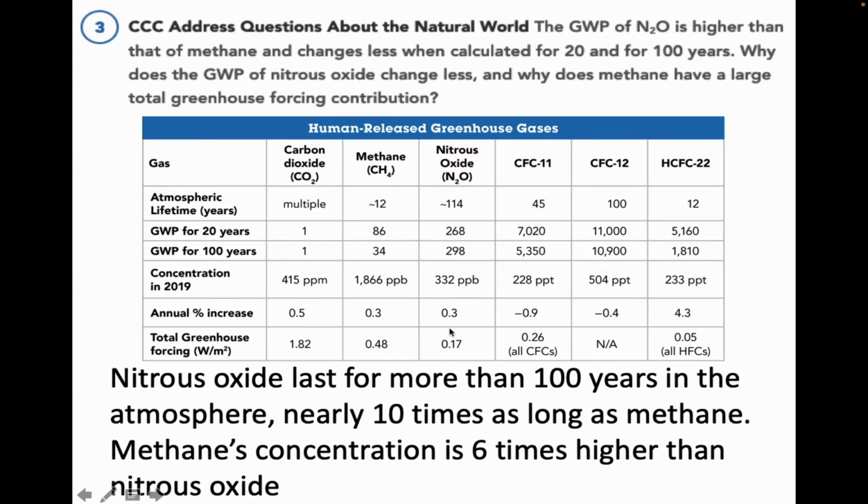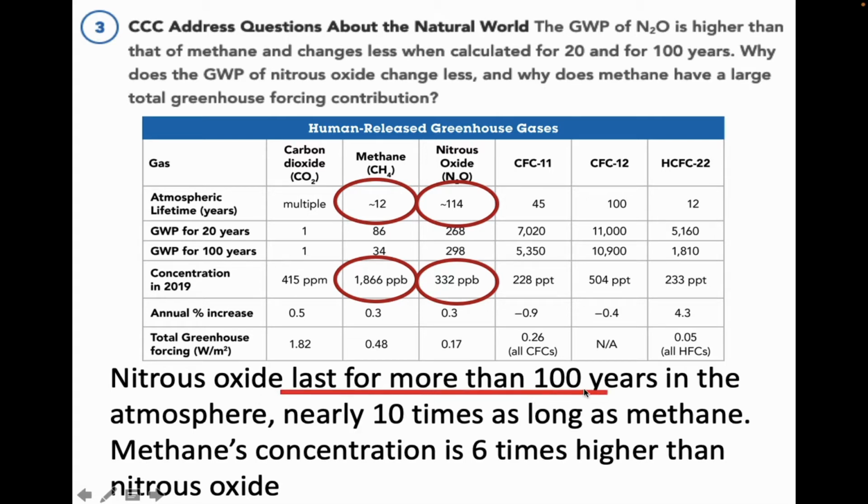Now if we look here, I know there's a lot of numbers, but let's focus on the atmosphere. Nitrous oxide lasts over 100 years compared to methane, which is 10 years. And another thing we want to look at is the concentration of methane is much higher than nitrous oxide. So nitrous oxide lasts longer, more than 100 years, but the concentration of methane is 6 times as high. Okay, that was number 3 on your homework.